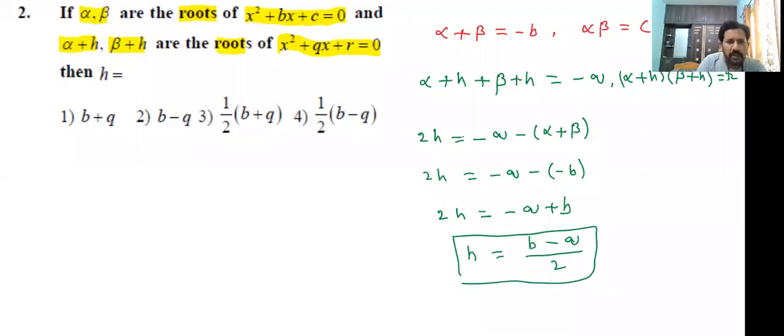And see the question, what they are asking: h value, only h value. So that's why I substituted alpha plus beta and separated h. So we got the answer. Which option is correct? Fourth option. This is also a very easy question.